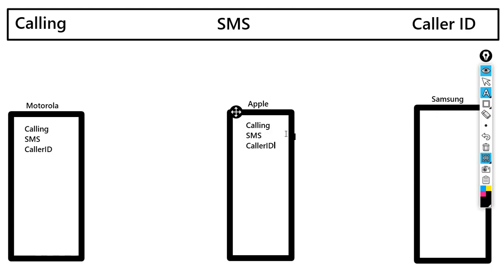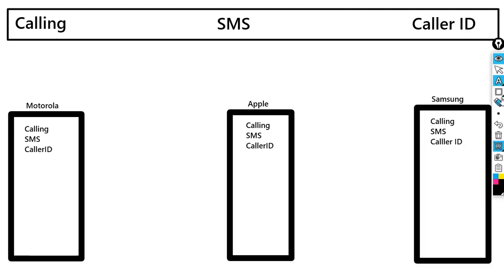In the same way, these things should be here as well: calling, SMS and caller ID. Now you might be confused why I am typing these things again and again. The thing is that these are three companies implementing their phones, but one thing is common: they have to implement these three features everywhere. They have their own way of implementing these features, but they have to implement them.